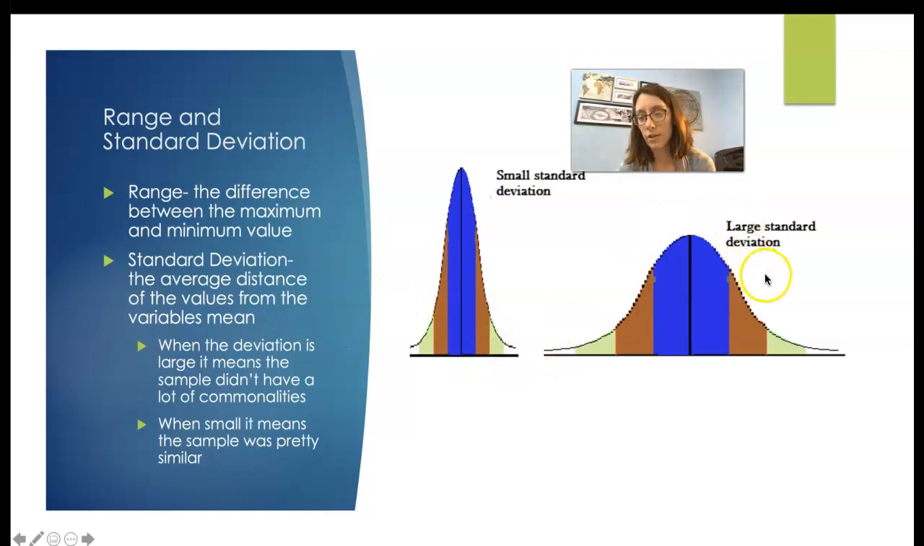In a large standard deviation, we still have that bell curve, and this is what most classes should look like. One person down here probably failed it, one person up here got a 100% on the final, and most people are in the middle here. And we're going to talk about what those deviations mean later on down the road.